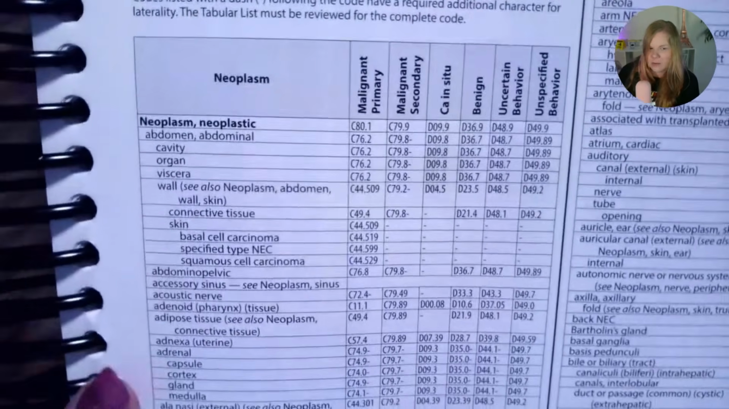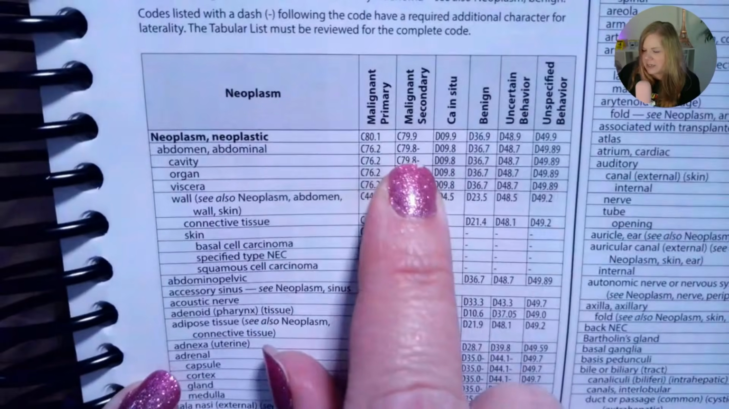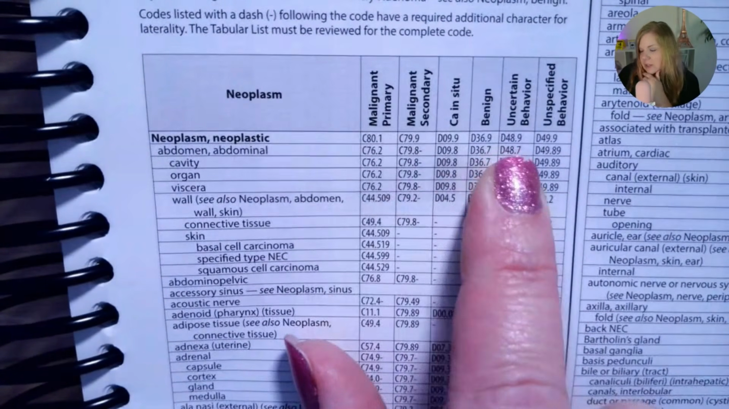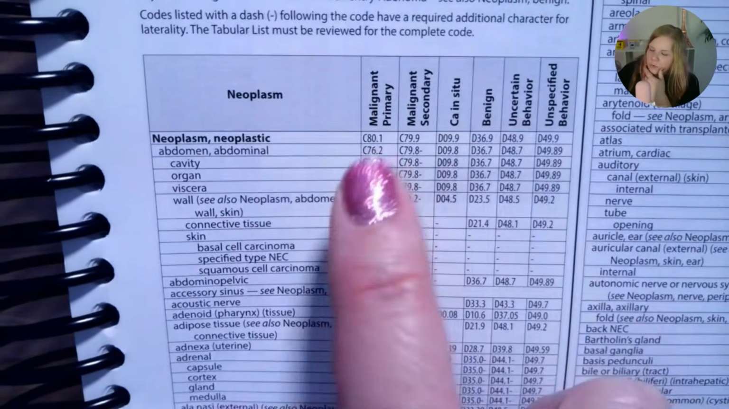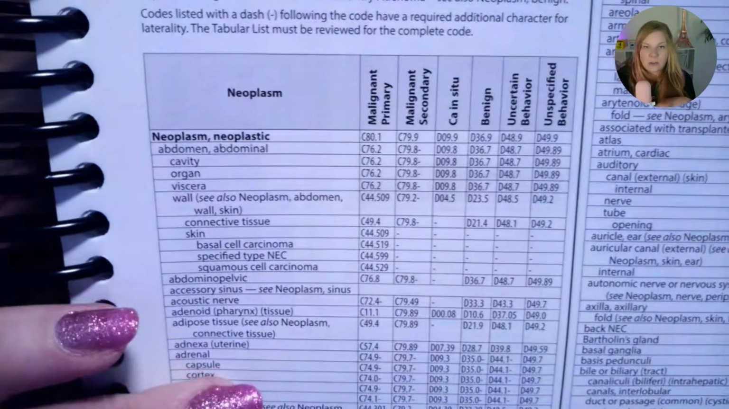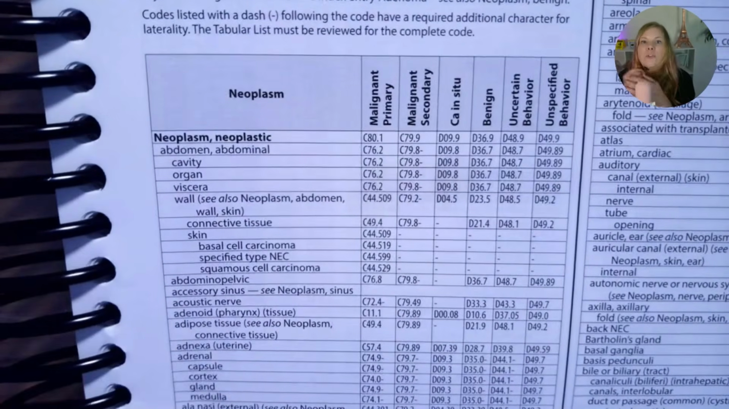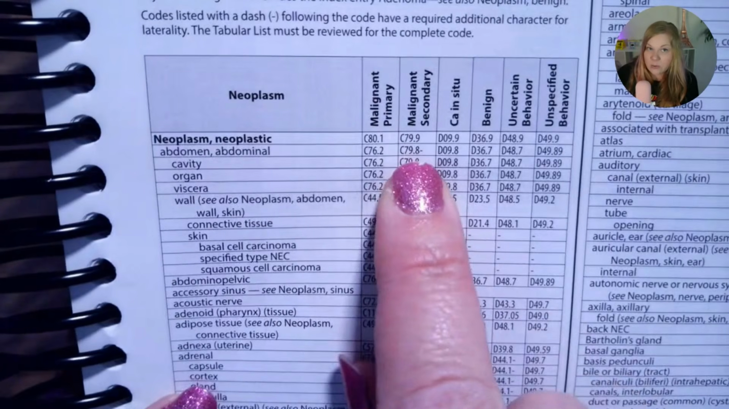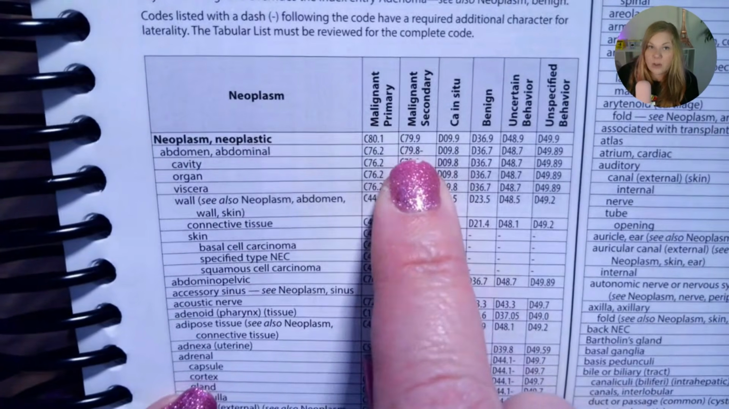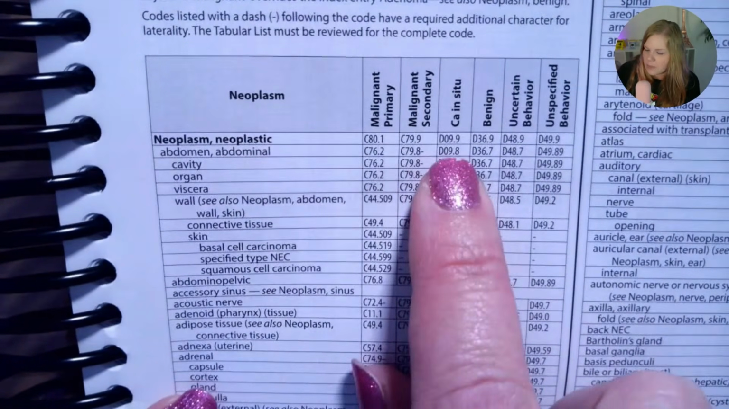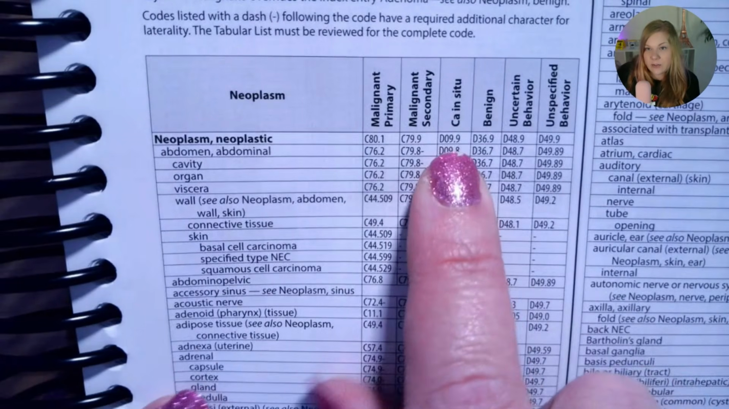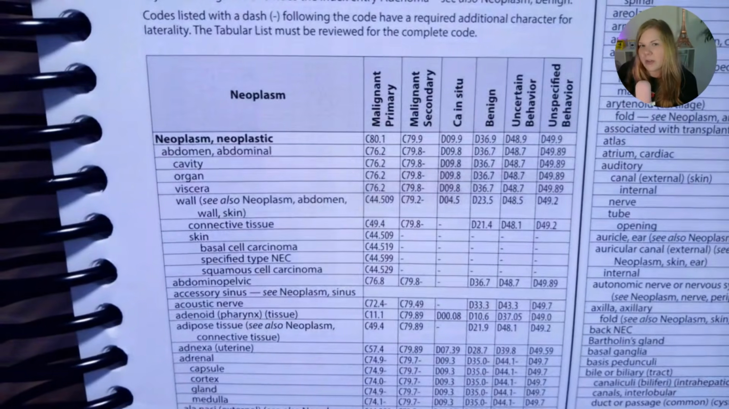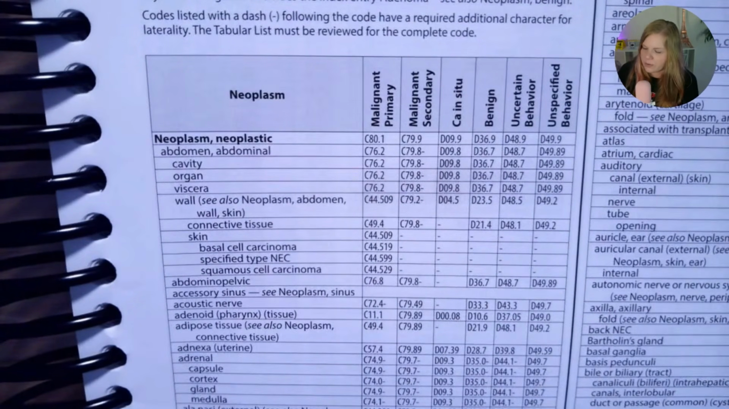We have different columns here in the neoplasm table to follow. We have malignant primary, secondary malignancy, carcinoma in situ, benign, uncertain behavior, and unspecified behavior. For our primary malignancy, that is where the cancer originated from, so where it started, the first site of the cancer. Secondary malignancy is where that cancer has spread to. So did it go from the ovaries into the uterus? Carcinoma in situ is a cancer that is kind of isolating itself to its spot. It's not really spreading or growing outside of its place of origin.